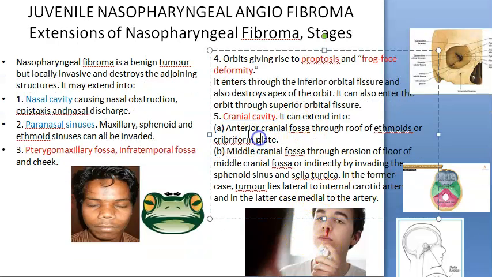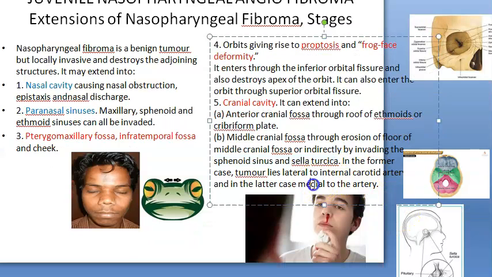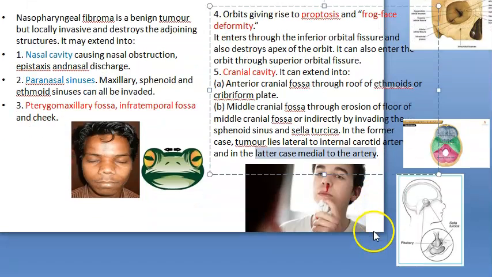So remember, it is so dangerous. It can enter the cranial cavity. It can enter the anterior cranial fossa through the roof of the ethmoids or the cribriform plate. It can also enter the middle cranial fossa directly, by the erosion of the floor of the middle cranial fossa. Remember, it is bone eroding, and indirectly it can go via the sphenoid sinus or the sella turcica. Okay, and if it enters one way, it will be lateral to the internal carotid artery, or it can be medial to the artery based on how it enters.